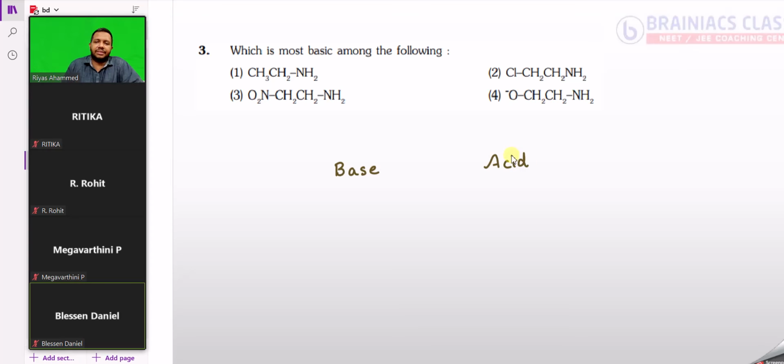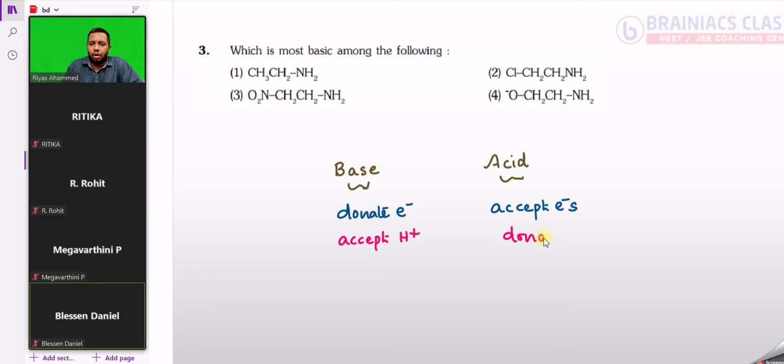Base versus acid: what are the basic differences? A better way to remember is that a base is something that can donate electrons. In terms of electrons, an acid is something that will accept electrons. This is the most authentic definition. The other definition is that a base is something that will accept H plus, and an acid is something that will donate H plus. The other definition is that a base is something that donates OH minus and an acid is something that will accept OH minus. So these are the three basic definitions you should remember.